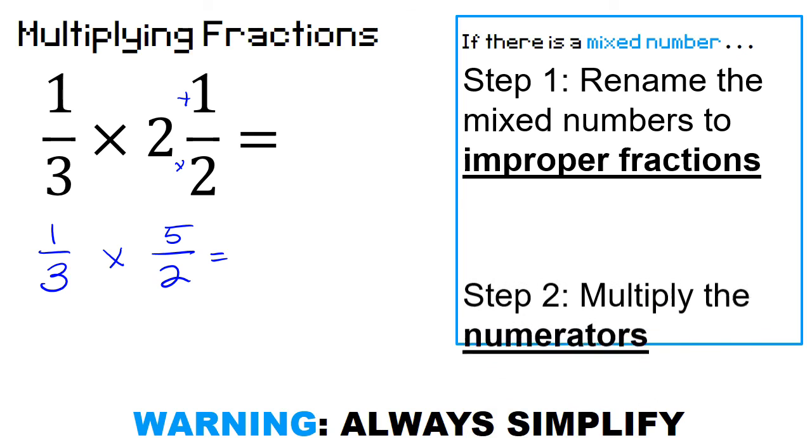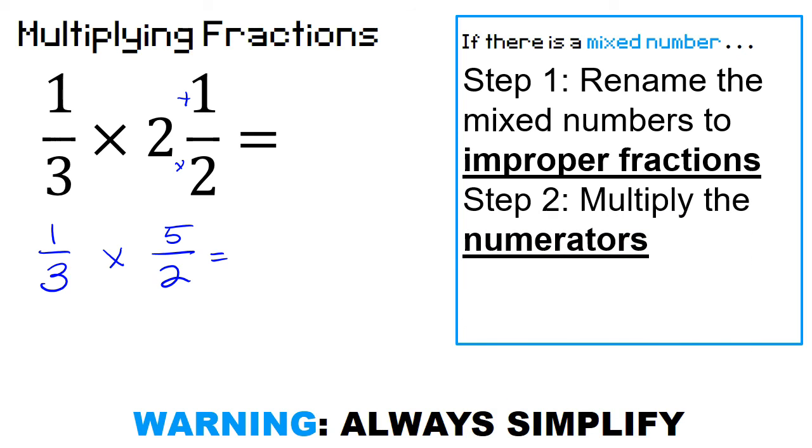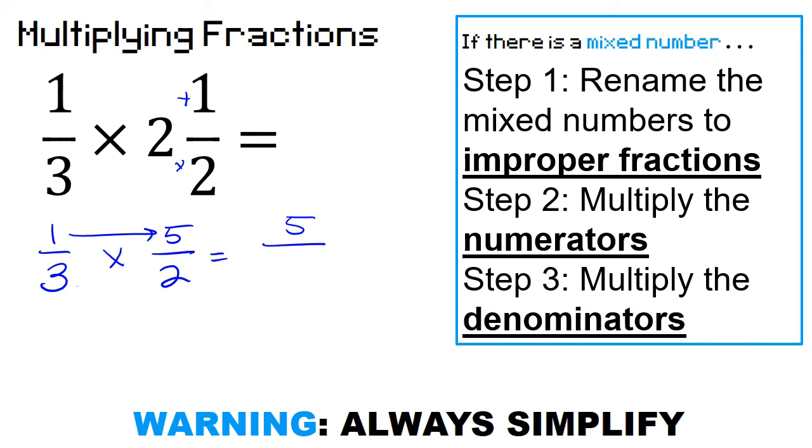So let's go ahead now to step number 2, which is multiply our numerators. So 1 times 5 is 5. And last but not least, step 3 is multiply the denominators. So 3 times 2 gives us 6. And so now, when we are finished, we have 1/3 times 2 1/2 gives us 5/6.